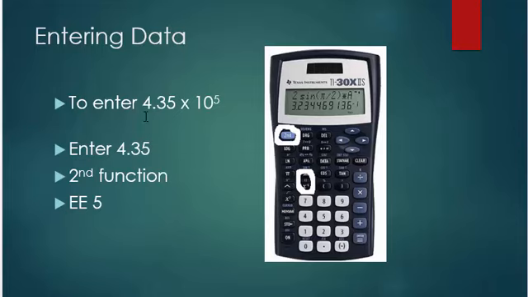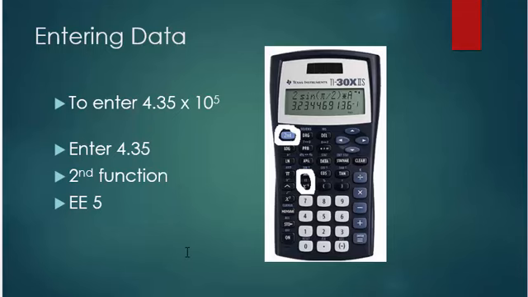So let's look at how we would enter a number in scientific notation using the EE key. Let's enter 4.35 times 10 to the 5th. To do that, we enter the decimal part, 4.35. Now, in scientific notation, the next part says times 10. We do not enter times 10. We do not enter times. All we do is hit the second function and then EE, and that indicates times 10 to the calculator. Next, we put in the power, which is 5.